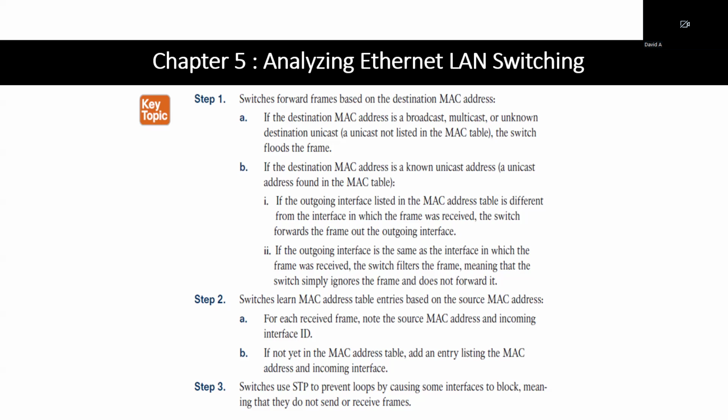Last but not least, step three, right? Switches use spanning tree protocol to prevent loops by causing some interfaces to block, meaning they do not send or receive frames. Okay? So one of the things that we spoke about in chapter 4, when we were talking about command line interface, is that we can use some commands to verify, right? And of course, analyze our switches or what have you, right?